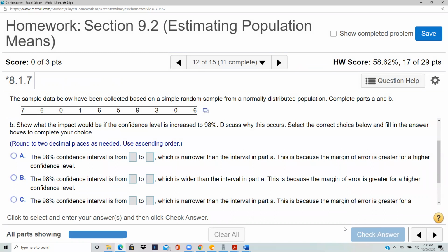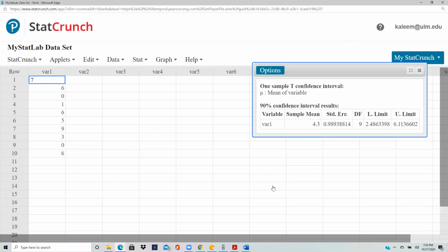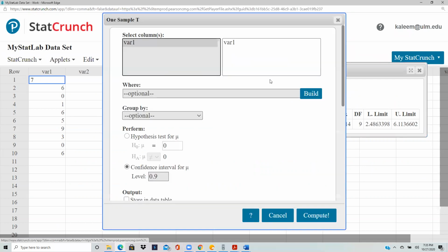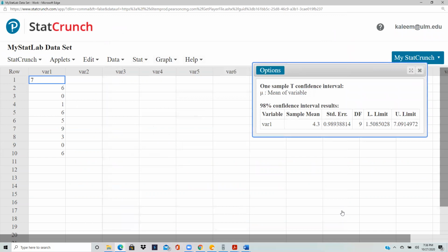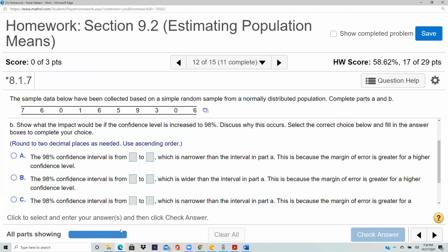Okay, show what impact there would be if the confidence level is increased to 98%. So now you change the confidence to 98. We can do options, edit, and change this to 0.98 here. And so now the interval is 1.51 to 7.09.